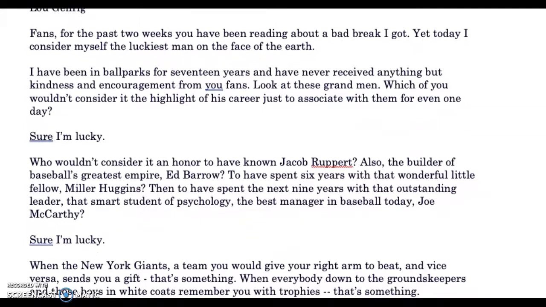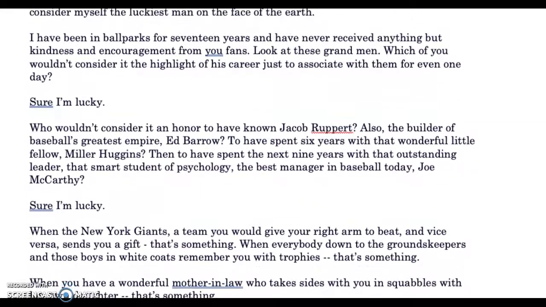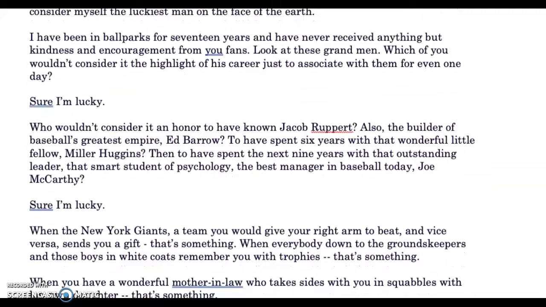Sure, I'm lucky. Who wouldn't consider it an honor to have known Jacob Ruppert, also the builder of baseball's greatest empire, Ed Barrow? To have spent 6 years with that wonderful little fellow, Miller Huggins, then to have spent the next 9 years with that outstanding leader, that smart student of psychology, the best manager in baseball today, Joe McCarthy.